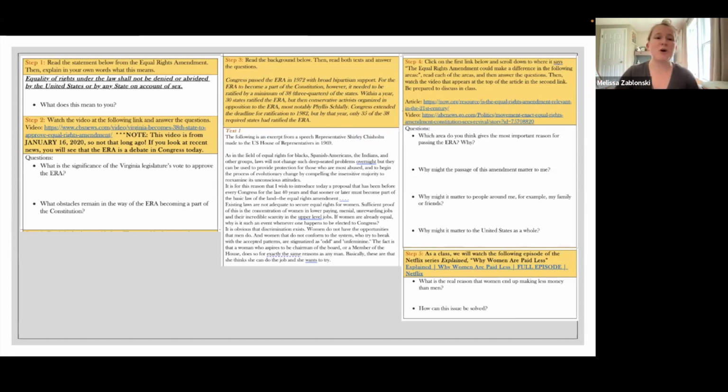And then we watch a video from 2020 when Virginia became the last state needed to ratify the Equal Rights Amendment. And we have a little bit of, I guess you could call it, a debate type of discussion after we watch this video, because the deadline to approve the Equal Rights Amendment has long passed. And so students really get into discussing whether or not Virginia's vote to approve the ERA should be honored and put into effect, or if there needs to be a whole new revote, starting from square one, basically, to put the ERA into effect.